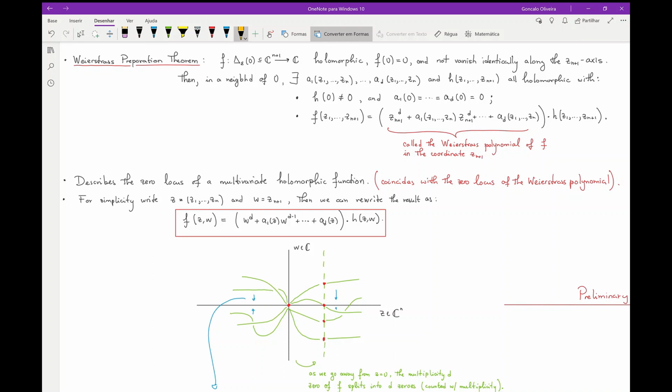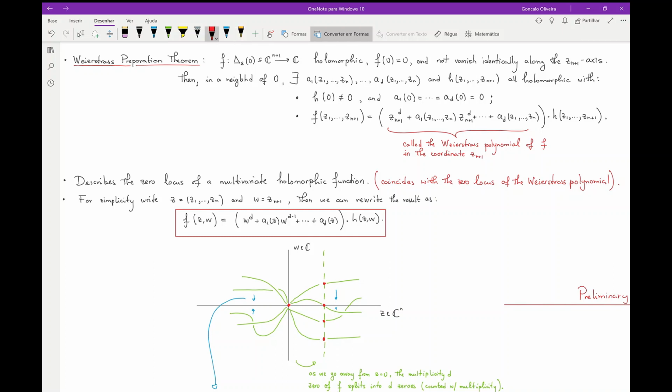And then the statement says that in a neighborhood of zero, you can find d, where d is some non-negative integer, and a_1 up to a_d, functions depending only on the first n coordinates. Okay, so we have a function in C^{n+1}; they do not depend on z_{n+1}. And another function h which depends on all the coordinates. Okay, these are all holomorphic and they satisfy the following properties.